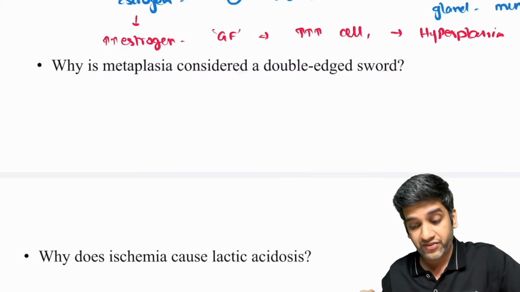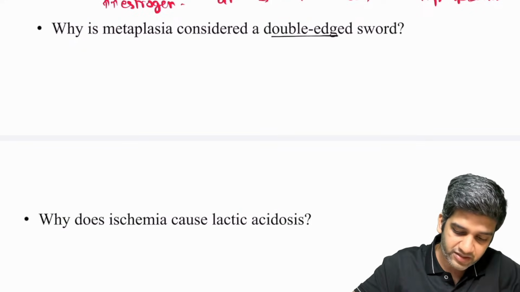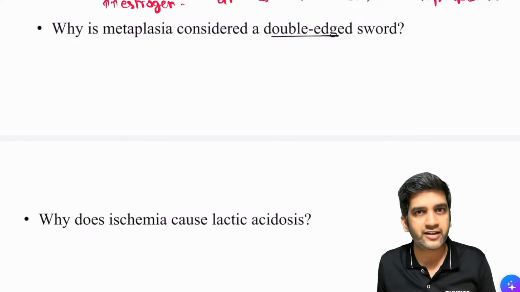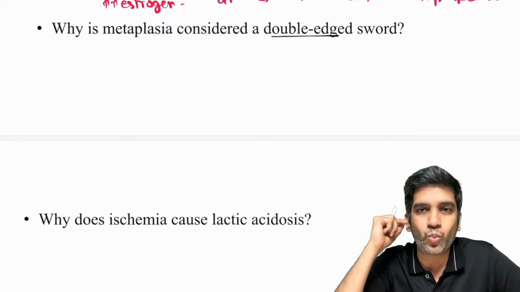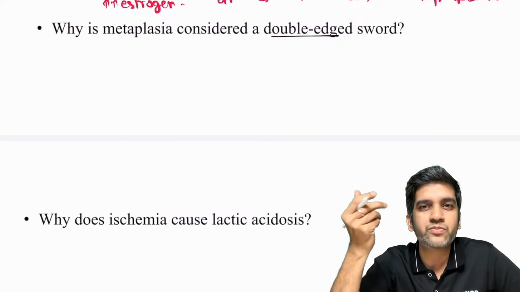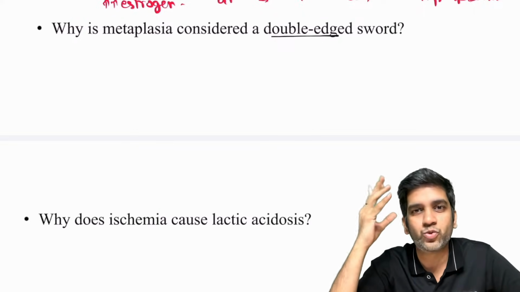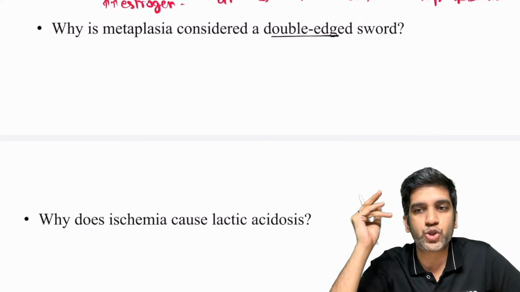Perfect. Next, this is actually a line from Robbins. Can anyone tell me why metaplasia is considered a double-edged sword? This is there in Robbins. In one of the lines, it is written that metaplasia is a double-edged sword. Why? Reasoning questions come like that, right? Even in your school days, you must have read about assertion reasoning questions in your NEET, UG and everything. Same way. Why is metaplasia a double-edged sword?